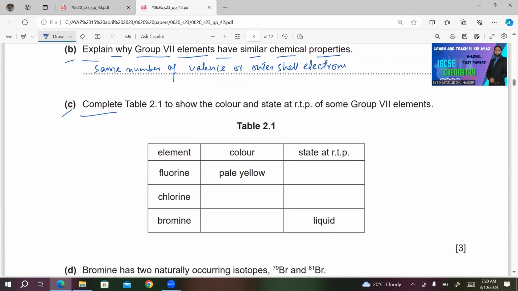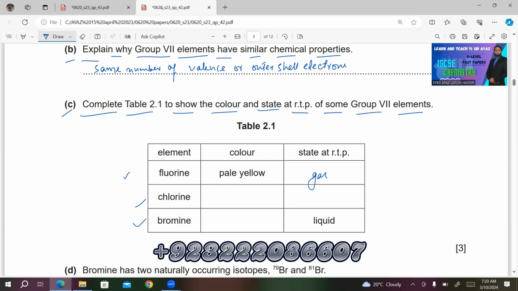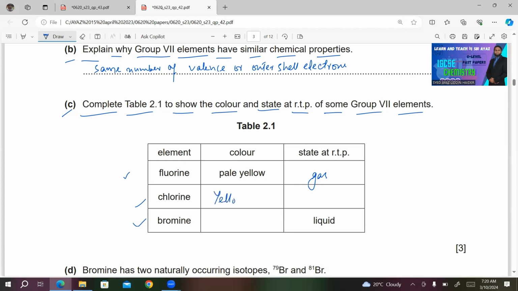C. Complete table 2.1 to show the color and state at RTP of some group 7 elements. We have fluorine, chlorine, bromine. Fluorine is a pale yellow gas at room temperature and pressure, so I will write gas here. What about chlorine? Chlorine is a yellow-green gas at room temperature and pressure. Bromine is a reddish-brown liquid.